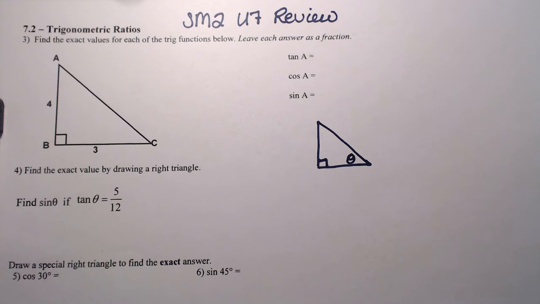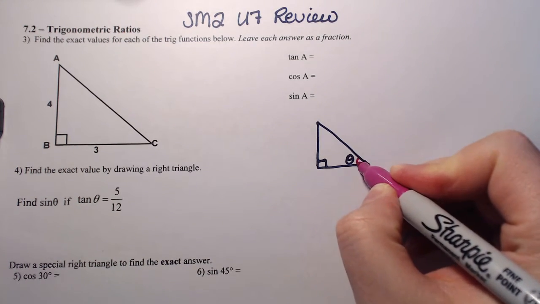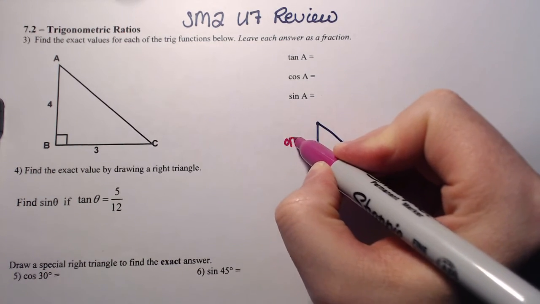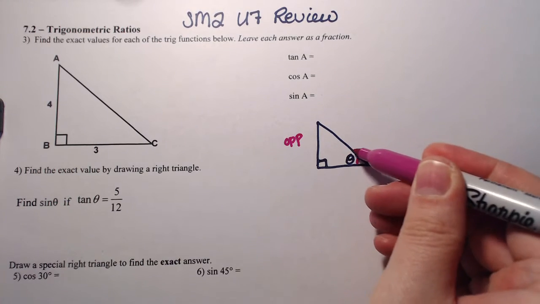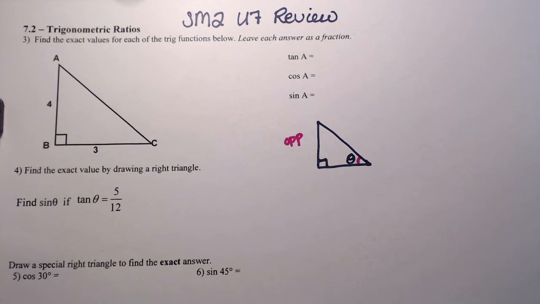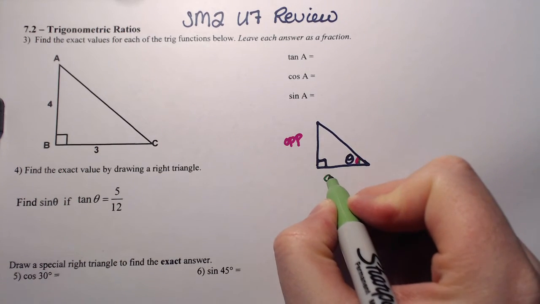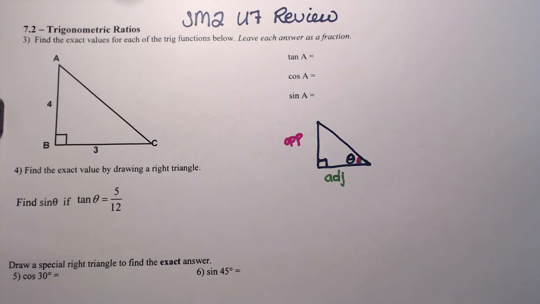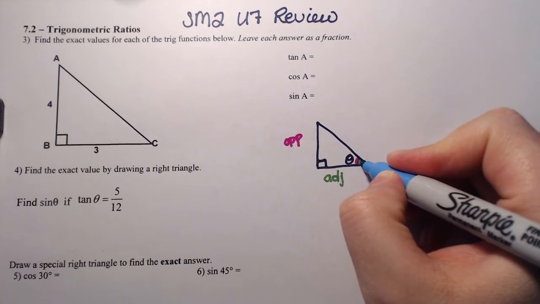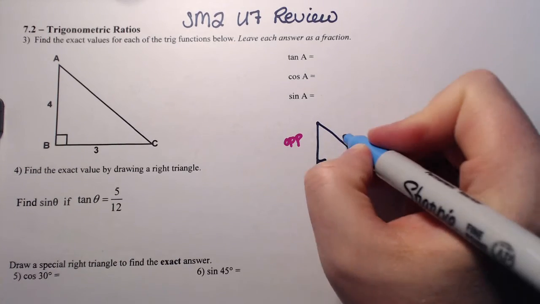We have the opposite side, the adjacent side, and the hypotenuse. The opposite side is the one not touching that angle at all. To this angle, this is the adjacent side, and to this angle, well, to all the angles actually, this is the hypotenuse.